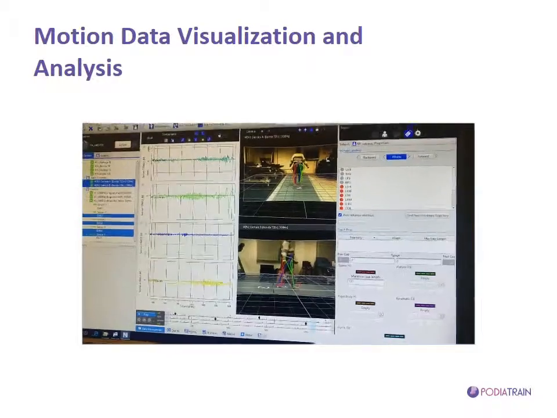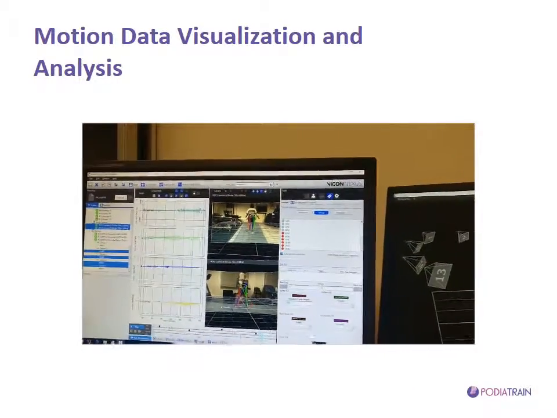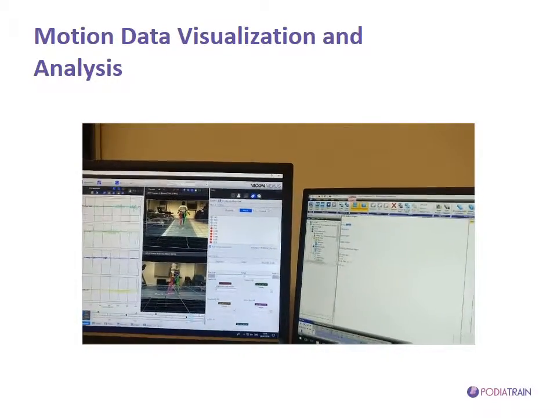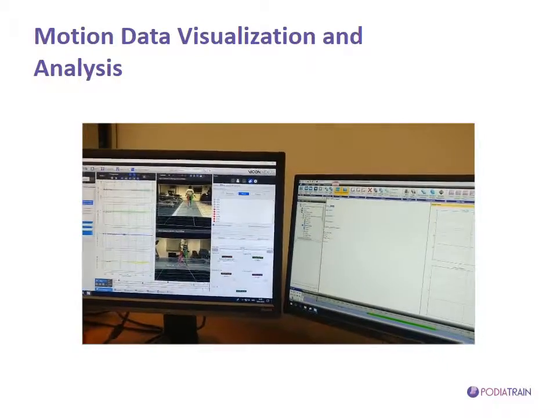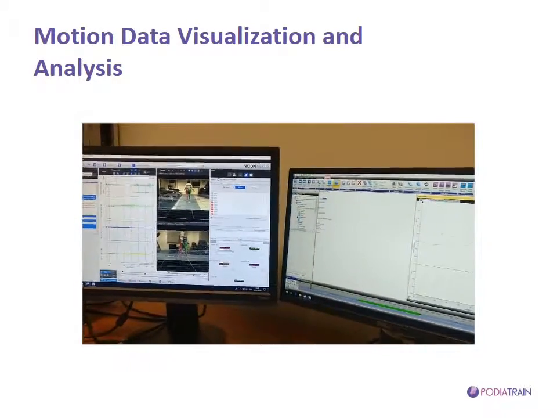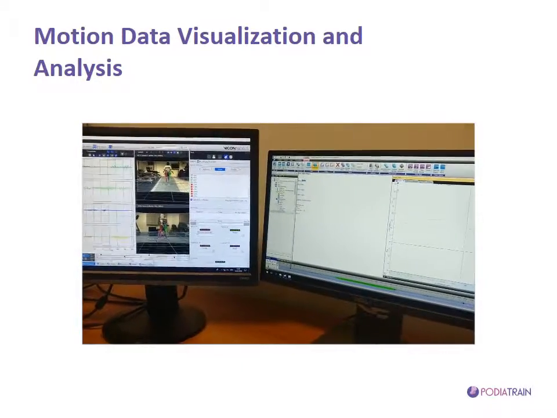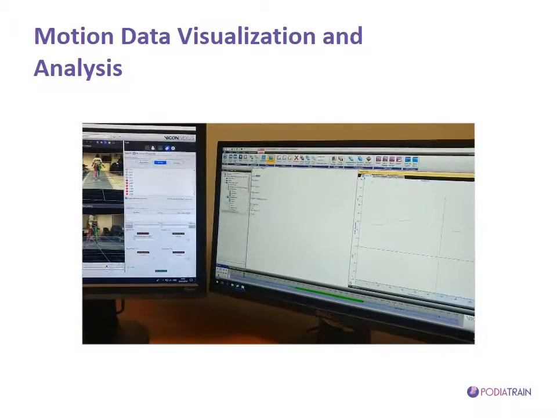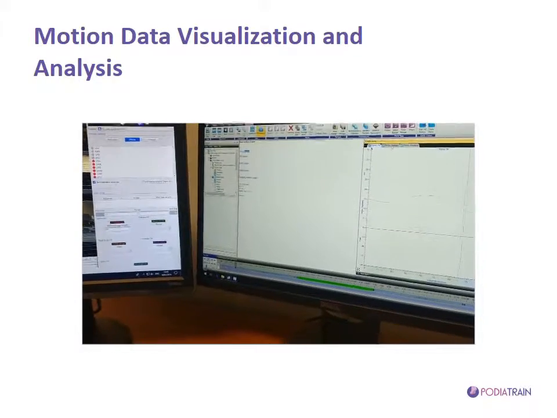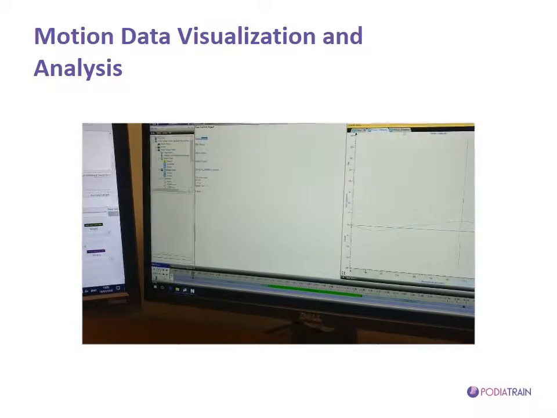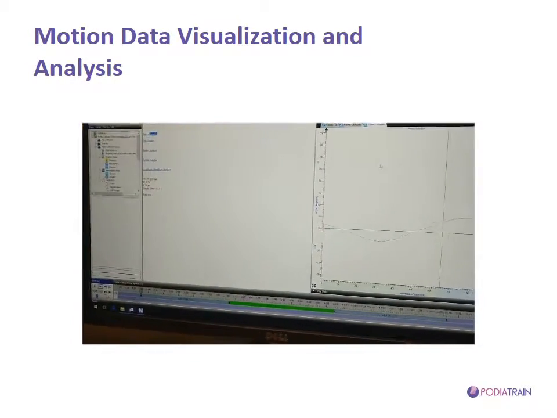However, if we look at the outputs, then we can create various charts that will give us an idea of each segment, how it is functioning. For example, here we are looking at pelvic tilt. We can see pelvic obliquity and pelvic rotation.